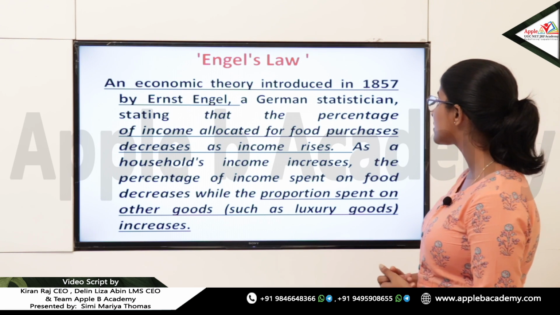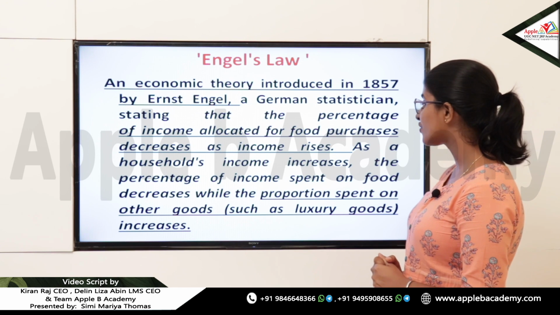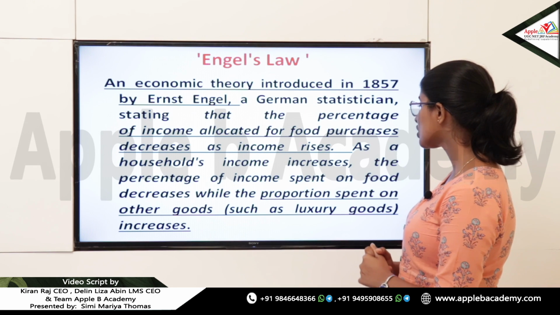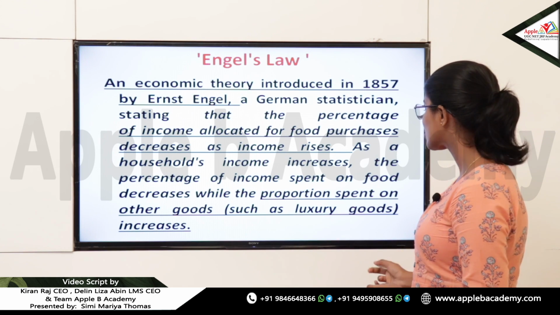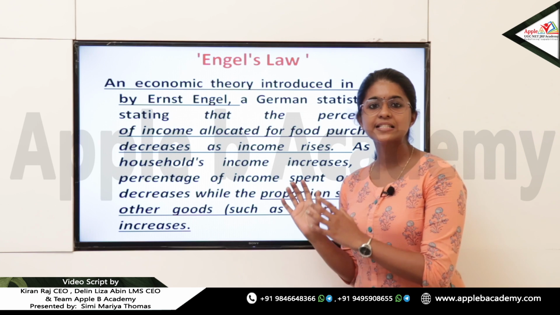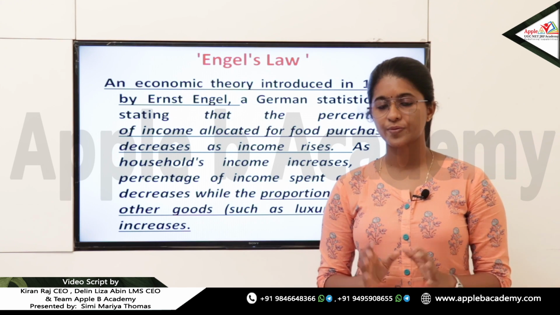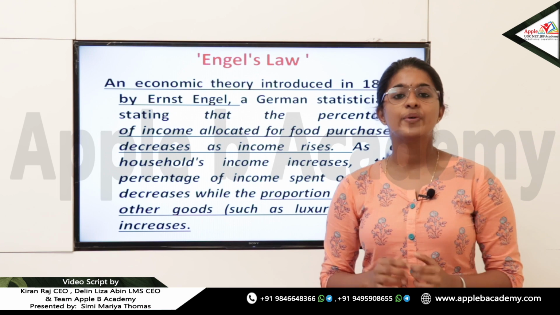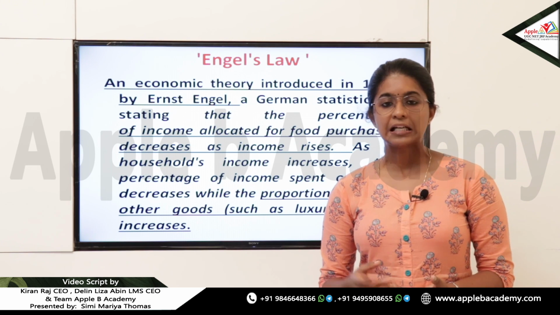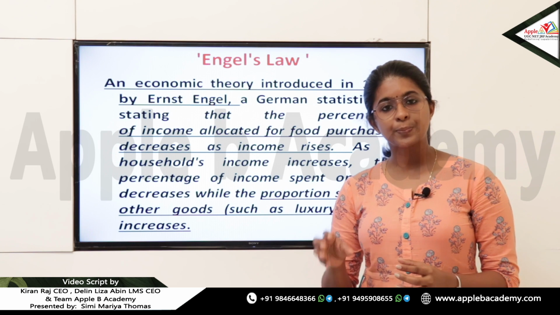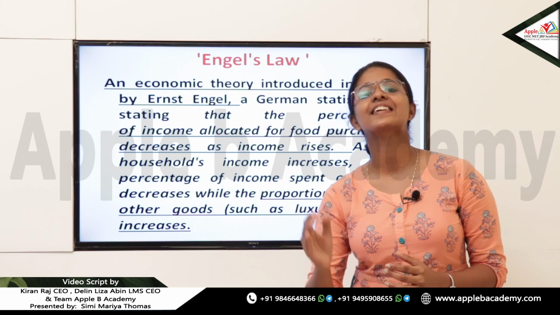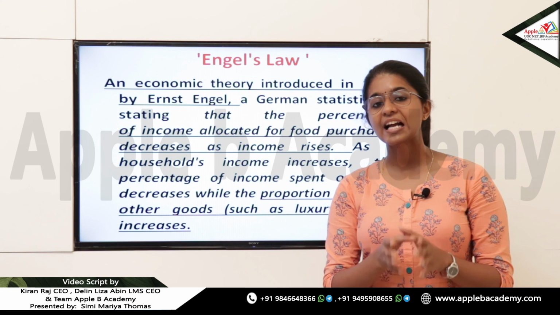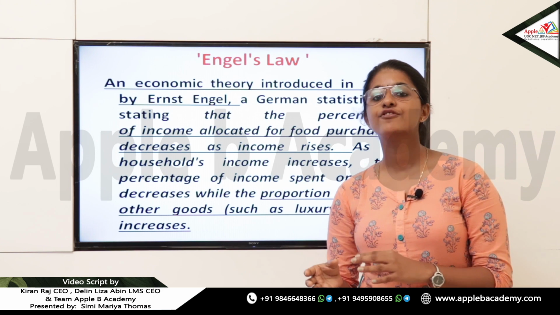As a household's income increases, the percentage of income spent on food decreases, while the proportion spent on other goods such as luxury goods increases. So this is Engel's law. What the law states is, when the income of a person increases, the percentage of income that person spends on food products decreases. That states an inverse relationship between increased income and food consumption.